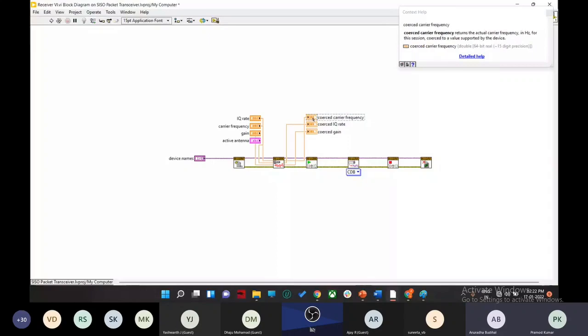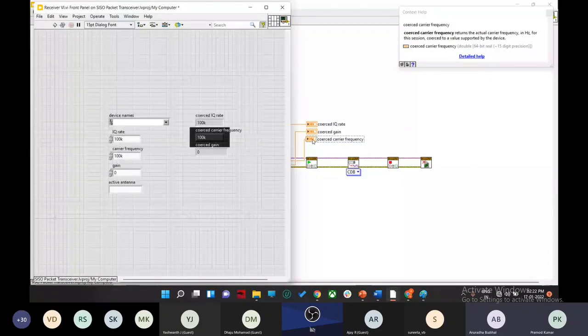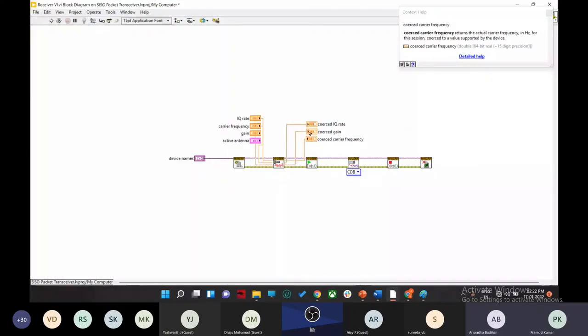Coerced gain also takes only the reference given gain. Similar to the carrier I described, if we give a gain beyond 30 or 40, it will go back to 15. It depends upon the USRP capability. Some USRPs can go up to 10 dBm or 20 dBm, and some can go up to 2 to 4 dBm. So this can be seen through this. This is how the complete block diagram, the VI, looks for the USRP to act as a receiver.